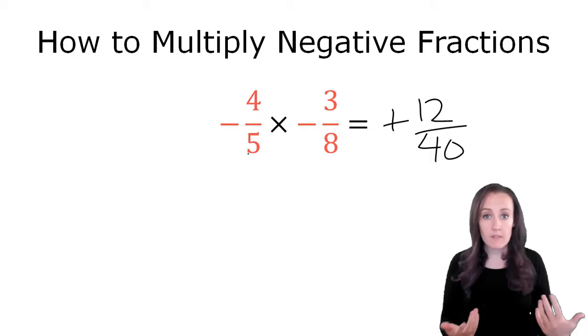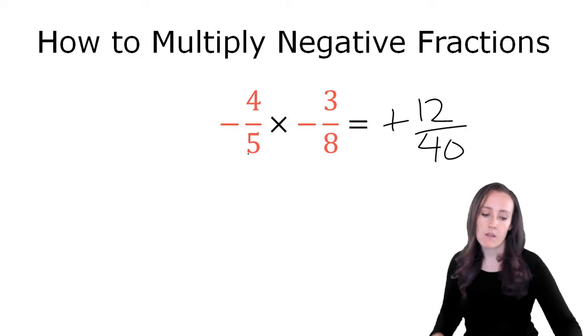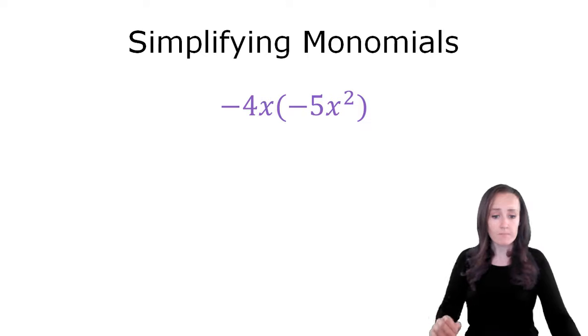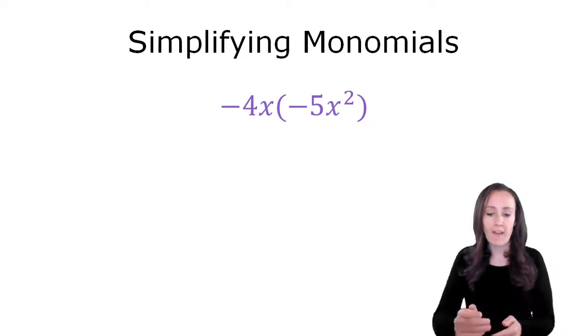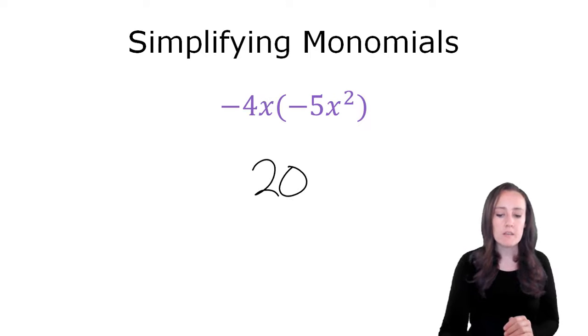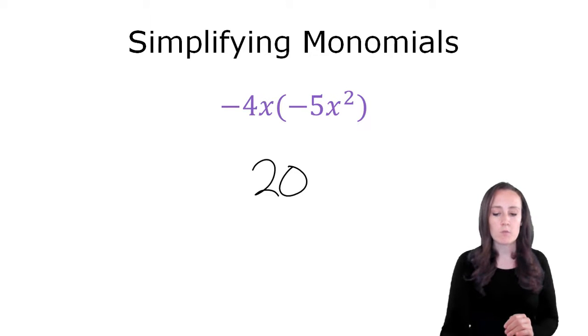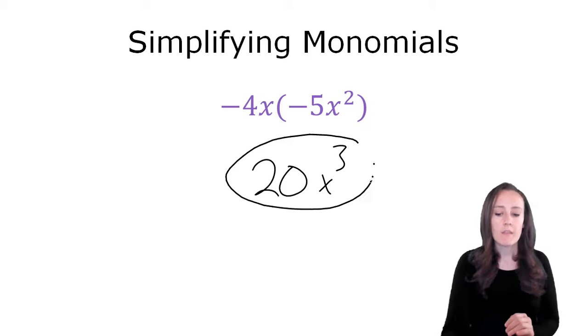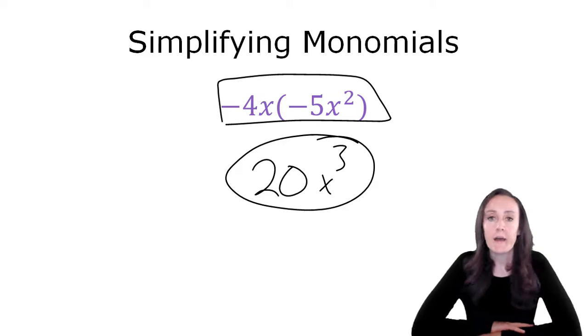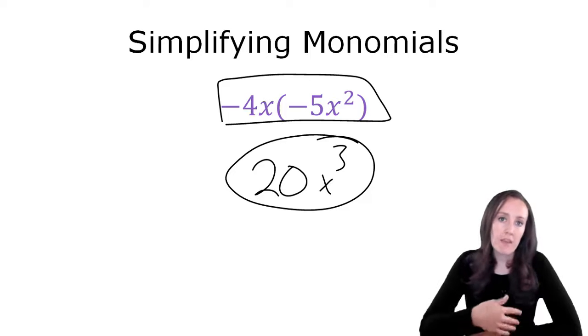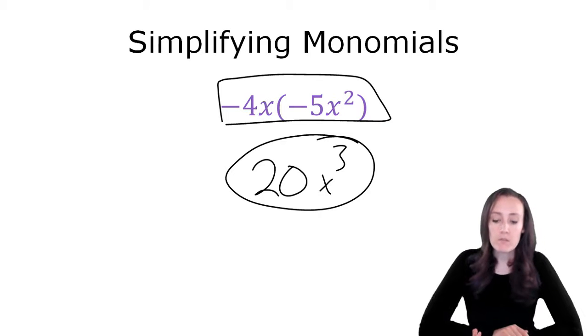And you can use this even if you have really advanced algebra problems like this, because you could say, all right, well, if I have a negative 4 times a negative 5, that's a positive 20, and then x times x squared would be x cubed, and this would be the simplified version of this algebra expression. And if you want to learn more about that, you can watch my videos about polynomials.